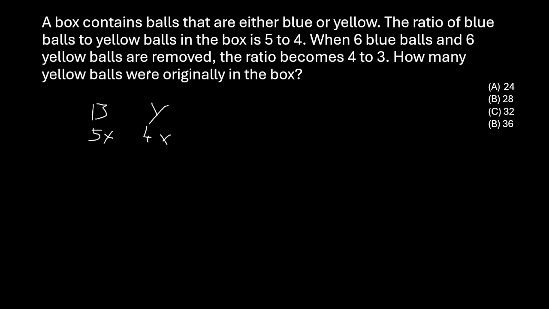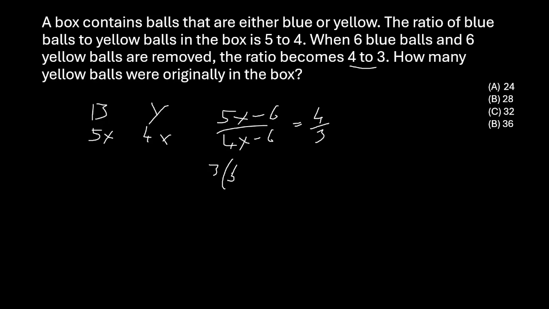When 6 blue balls and 6 yellow balls are removed, the ratio becomes 4 to 3. So we just write, if we remove 6 blue balls, they become 5x minus 6. And if we remove 6 yellow balls, it becomes 4x minus 6. And this ratio becomes 4 to 3. And again, we have an equation. We just solve this.